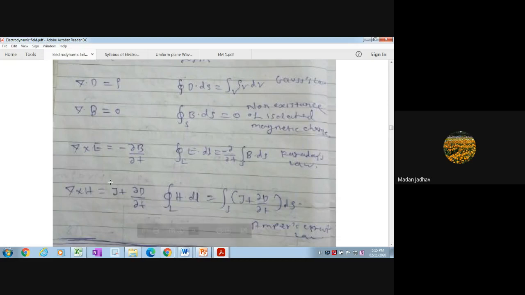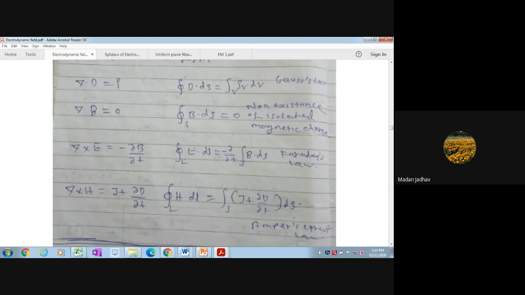Okay, for the static field, the Maxwell equation is only curl of H is equal to J. But for the time varying field, the equation is curl of H is equal to J plus ∂D/∂t. Now here this ∂D/∂t is called the displacement current density. Now this displacement current density D is nothing but epsilon into E.